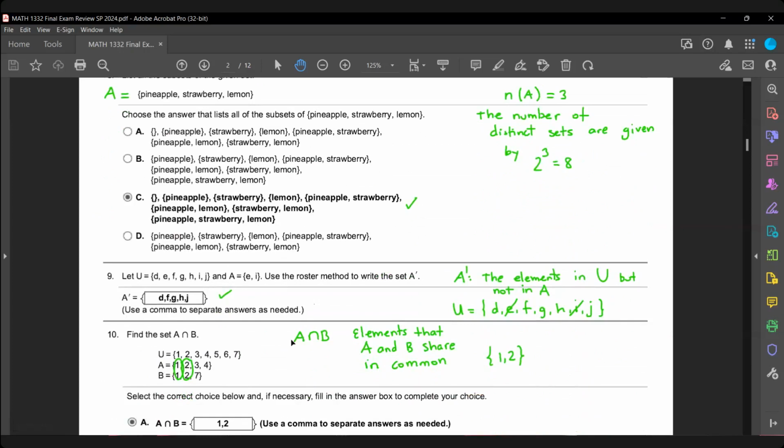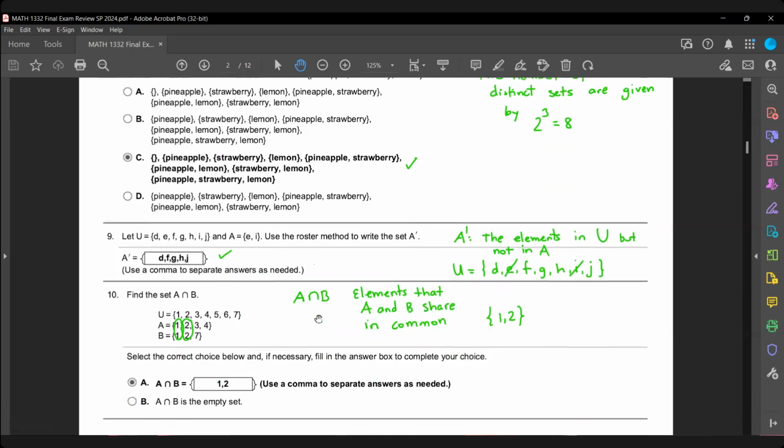In example 9, they're giving us a universal set. They're also giving us a set A. They want us to write the complement of A. I try to define it here. The complement of A will be all the elements in the universal set that are not in A. What I've done here is I've written set U, and I've crossed out the elements that belong to A. Well, if we delete E and I, we're left with the elements B, F, G, H, and J.